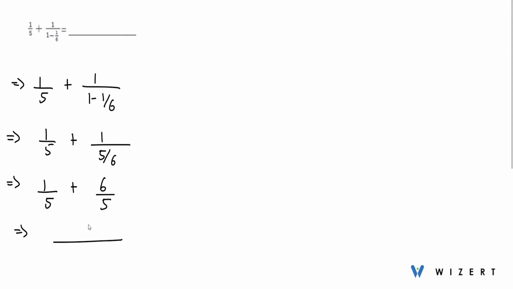Therefore the LCM of 5 and 5 will be 5 itself, and in the numerator we are going to have 1 plus 6. So 1 plus 6 will be equal to 7. So 7/5 will be the required answer of the given expression.